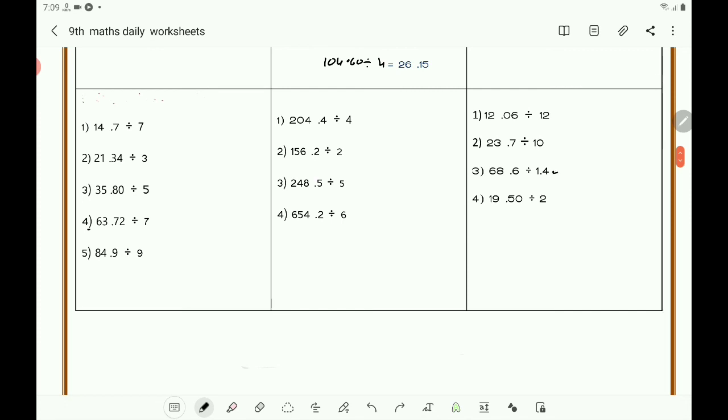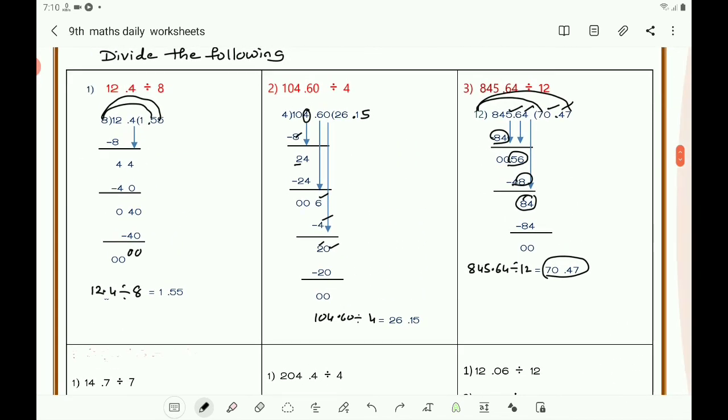Here you have to divide it by the decimal number. In that case what you are going to do, 68.6 divided by 1.4 means that becomes 686 divided by 14. Here there are the same number of digits after the decimal point, so you can cancel them. That is nothing but 686 divided by 14. So you divide 686 by 14. In this way, follow the steps discussed in these 3 model examples.